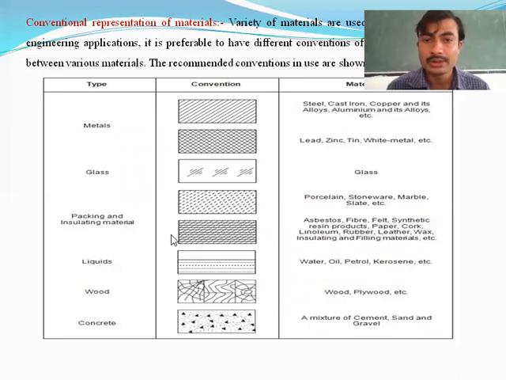The next one is, if the material or object is made of asbestos, fiber, felt, synthetic resin products, I'm going to indicate it by this symbol. Similarly, if it is made of copper, cork, linoleum, rubber, leather, etc., you have to use this convention.